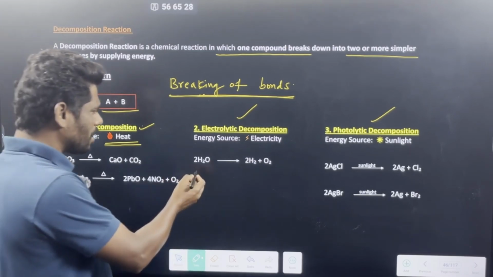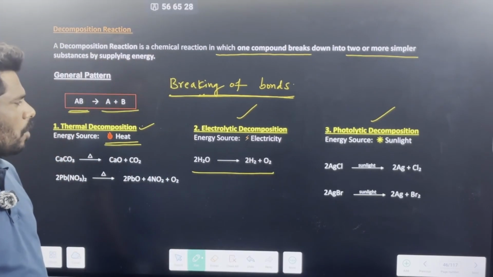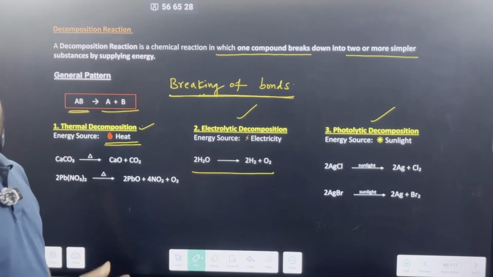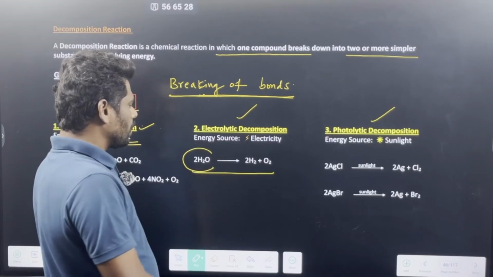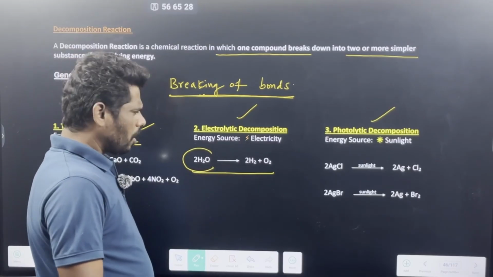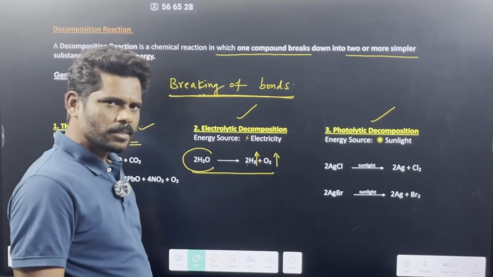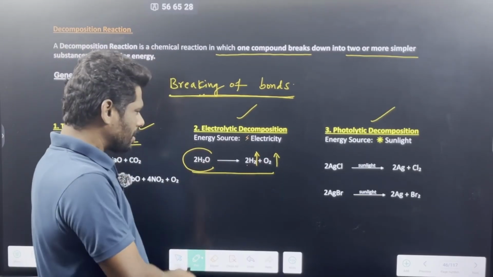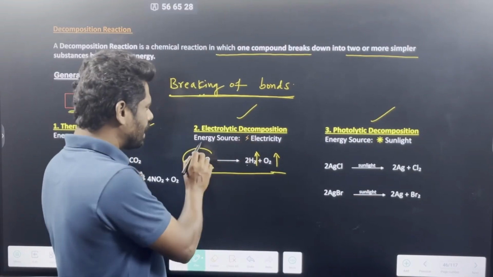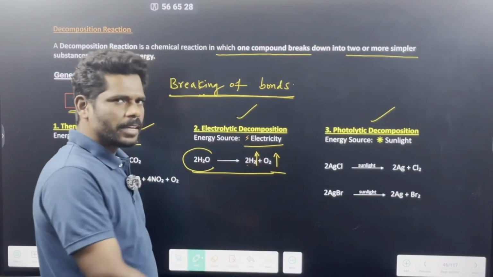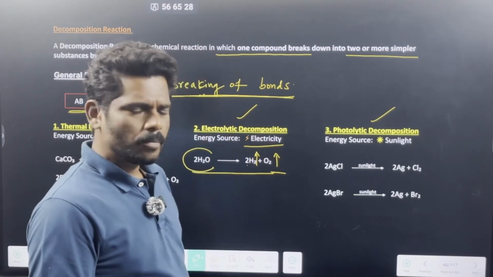And for example, this is a very familiar example, electrolysis of water. What is that? When you pass electricity through the water, automatically it splits into hydrogen gas and oxygen gas. So a single reactant splits into two products, so it is a decomposition, but the decomposition is achieved by supplying the energy in the form of electricity. So we call it electrolytic decomposition.